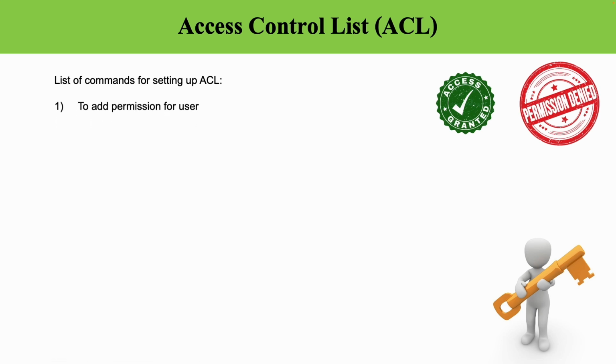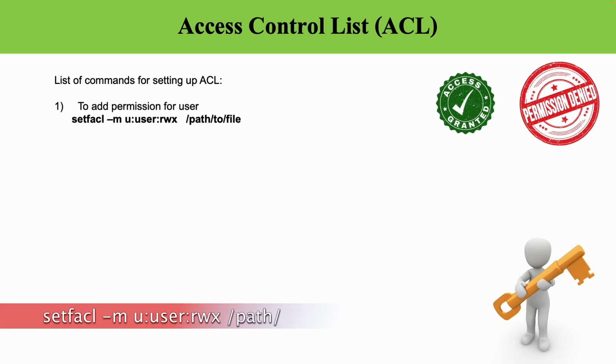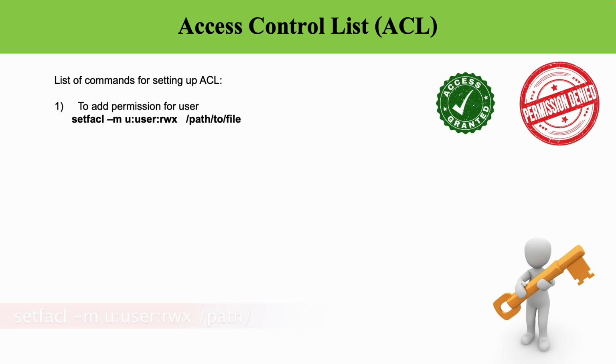To add permission for a user, you have to run the command setfacl with the -m option to modify, u for the user, and then you have to separate it with colons, where user is your user's name. In my case, it will be Nilesh, and then a colon and the permission that you want to give that user. And then, of course, the last part is the file name. Which file do you want to give permission to? Make sure you specify the complete, absolute path.